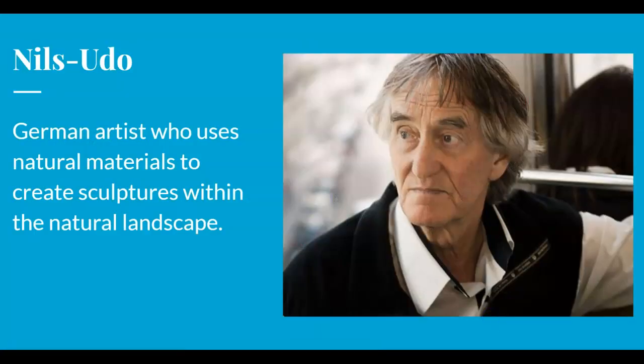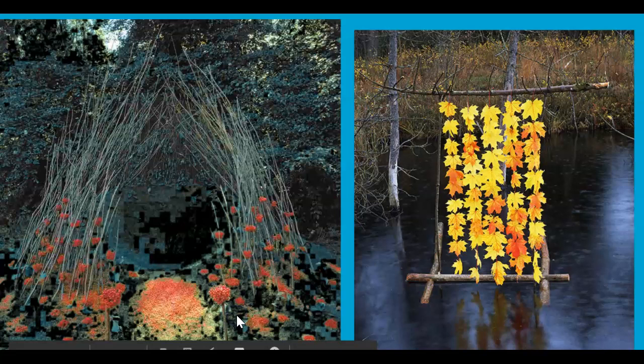Andy Goldsworthy also photographs and documents his work. Sometimes he's considered a photographer as well. All right, Nils Udo is a German sculptor. He also does work in the landscape. Okay, so again, he's taking these natural things that he finds and he's creating sculpture from them.